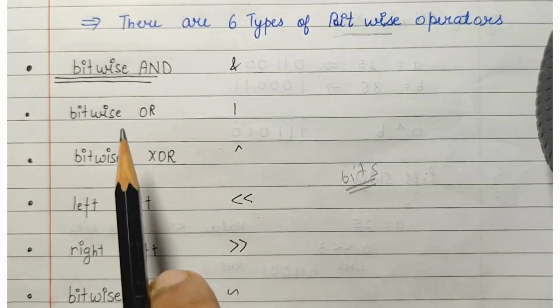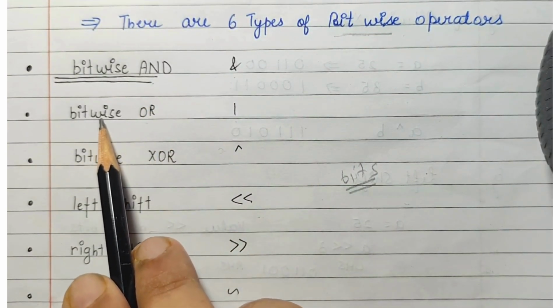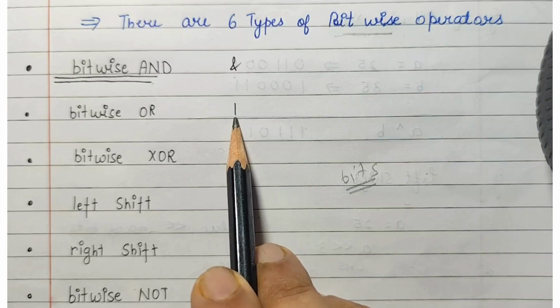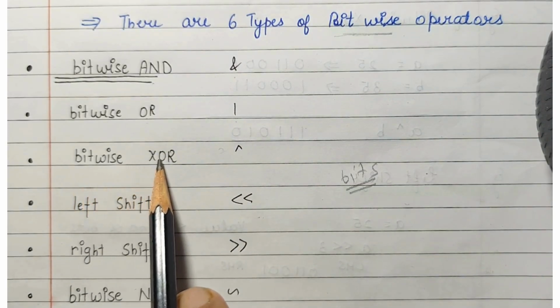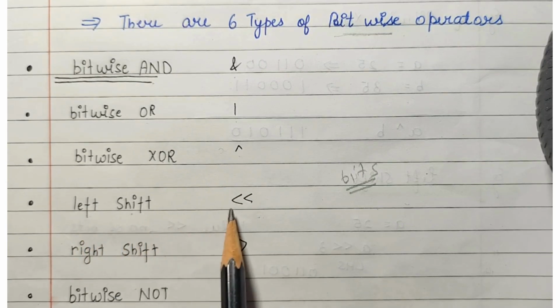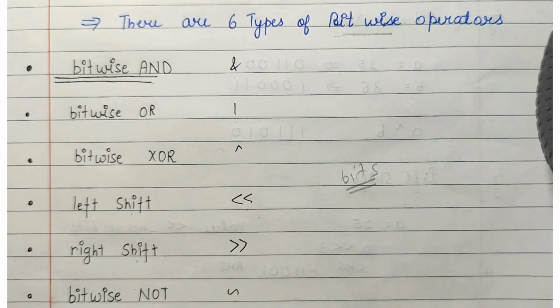The symbol of bitwise AND is a single ampersand. The symbol for bitwise OR is a single vertical line. The bitwise XOR symbol is caret. Left shift symbol is two less-than signs. Right shift symbol is two greater-than signs. Bitwise NOT is the tilde sign. So these are the symbols that we use in the coding language. Now we discuss them one by one.